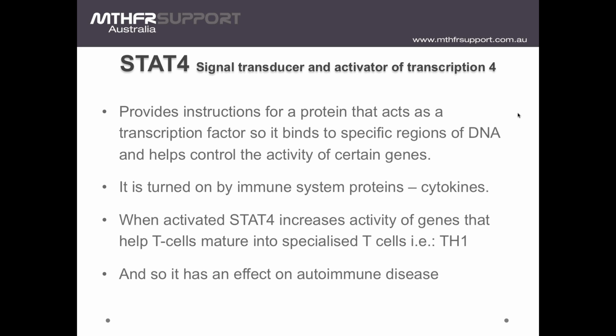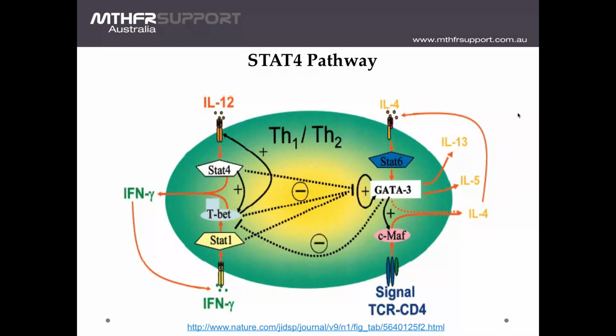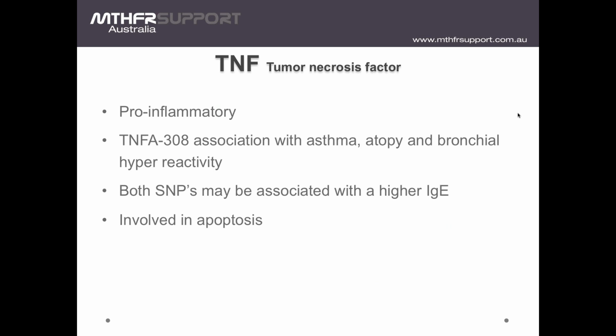So STAT4, it's a gene that provides instructions for a protein that acts as a transcription factor. So what that means is it's going to attach or bind to specific regions of DNA, and it will help control the activity of that particular gene. And it's turned on by cytokines, and when activated, the STAT4 protein increases the activity of those genes, particularly Th1. And so that's why we're seeing this link to several autoimmune type conditions like SLE, RA, Sjögren's predominantly.